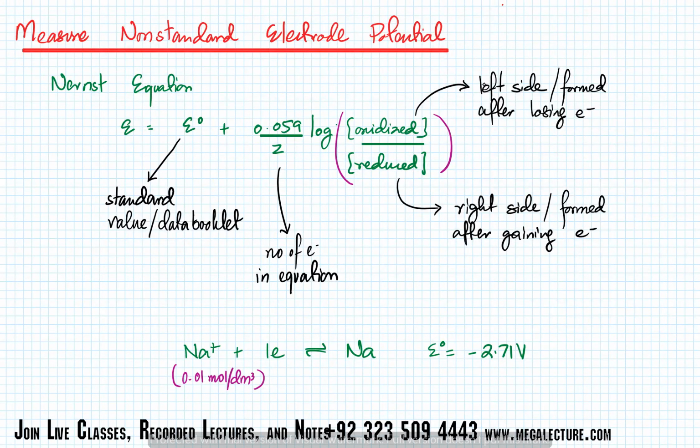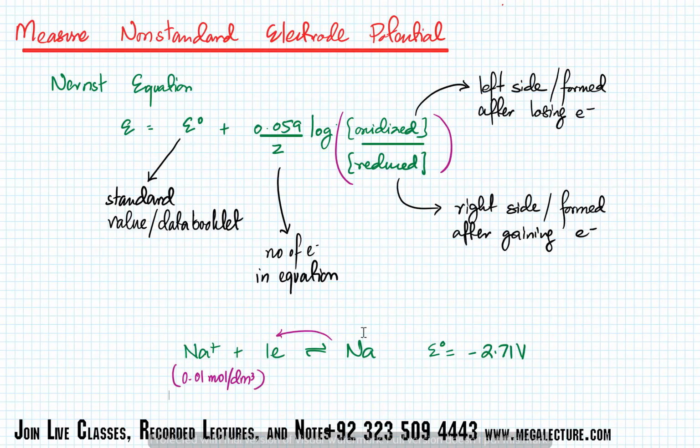Standard conditions are 25 degrees centigrade, 1 atmosphere pressure, and 1 mole per dm cube if it's a solution. Here at the moment it's 0.01 mole per dm cube. So first tell me, I've actually decreased the concentration, so where will the equilibrium shift? It's probably going to shift to the left, right?